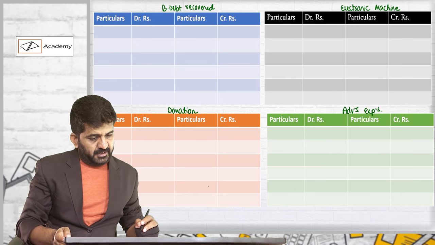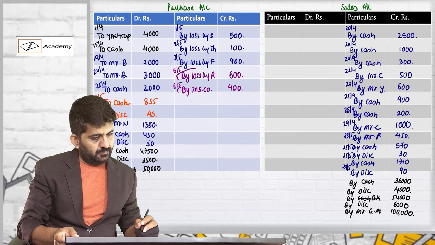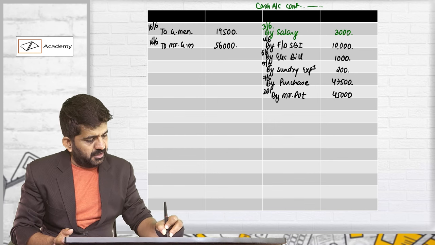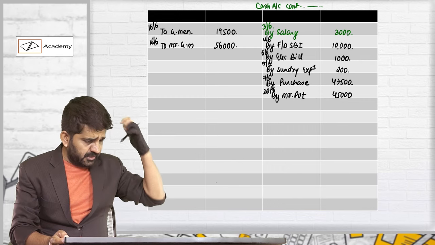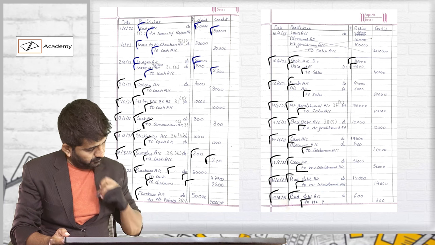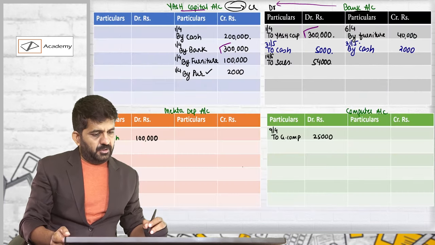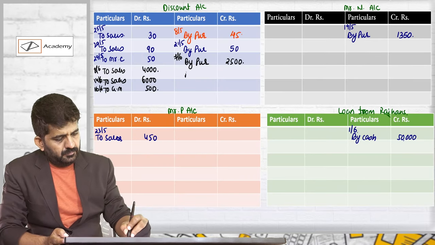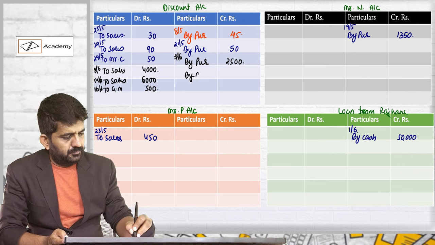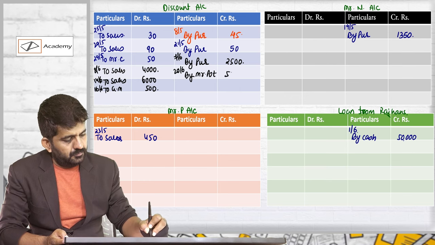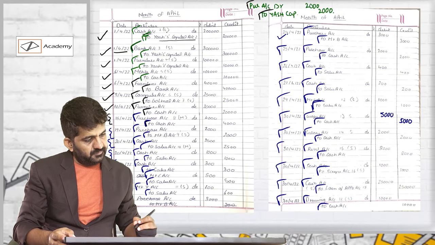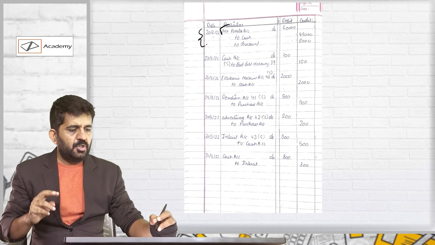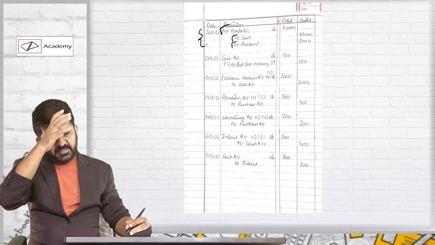Cash account credit side 45,000 by Mr. Potato, 20th of June, and discount account credit side 5,000. Mr. Potato account debit side I have written to cash and to discount. Cash account credit side I have written by Mr. Potato. Discount account credit side I have written by Mr. Potato 5,000.